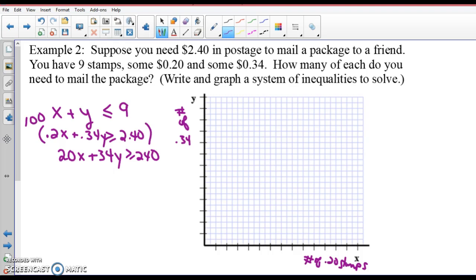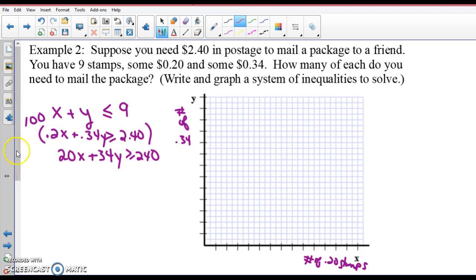So, my first, what am I going to go by? Well, if I divide that by 20, that's going to be 12. If I divide 240 by 34, what's 240 divided by 34? Who has a calculator? Okay, so 7, this is going to be 12.